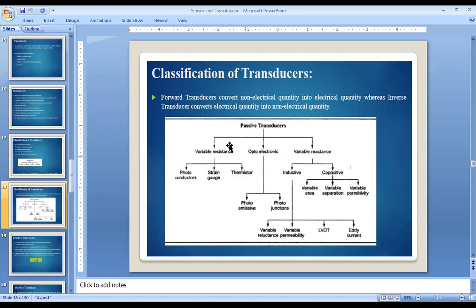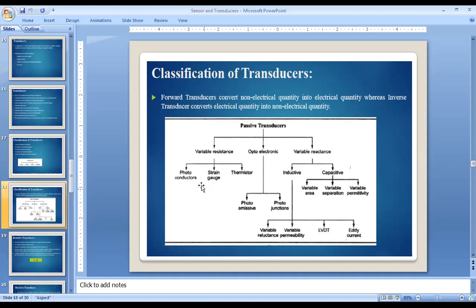In opto-electronics, that means they use an optical signal, like a photo emissive or photo junction. Variable reactance means inductive type or capacitive type. In the inductive type, that means variable reluctance type, variable permeability type, LVDT, and eddy current, based on the eddy current principle. And the capacitive type is based on change in the variable area, change in their separation, that means the distance between the two parallel plates, and on the permeability of the capacitance.